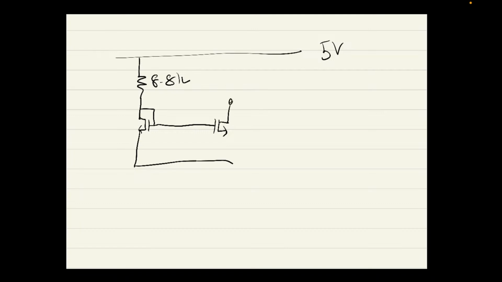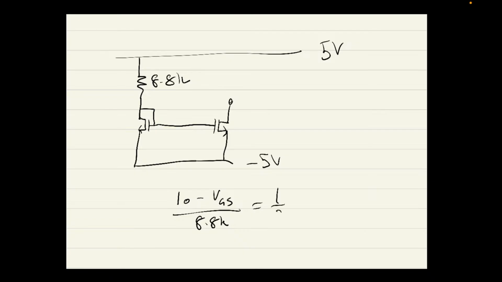I'll leave this floating for now, it won't affect our calculations. One thing to note is that the ratios of W to L of these are both the same. In Assignment 2 they're not, so you might have to look at how your current changes. But yeah, this is minus 5 volts. Okay, so a quick little KVL will get us 10 minus VGS for this MOSFET over here, over 8.8K.